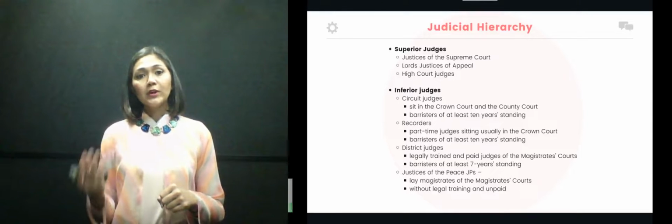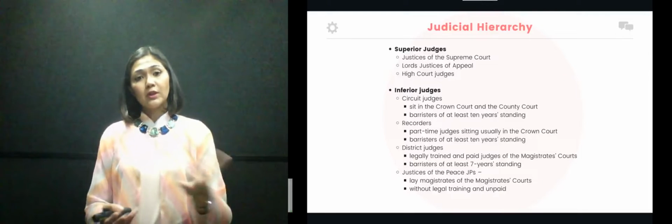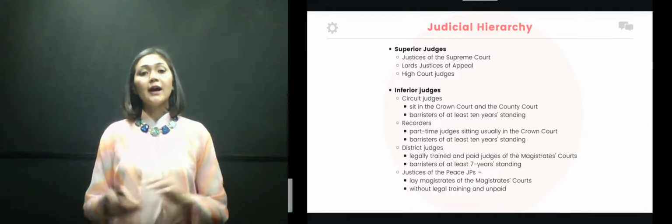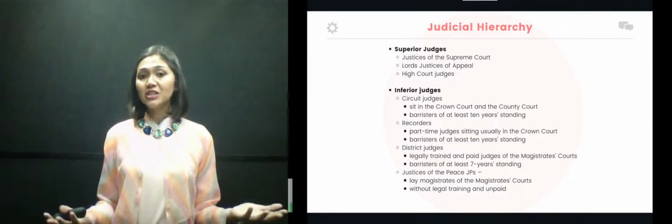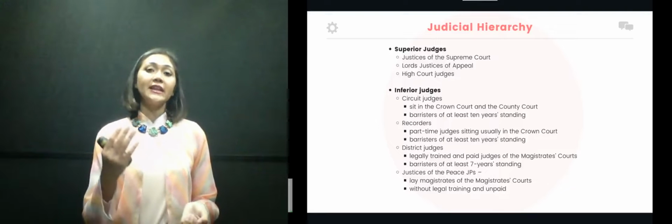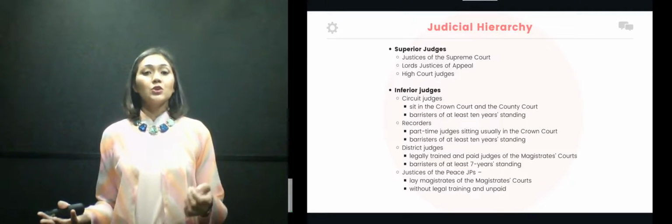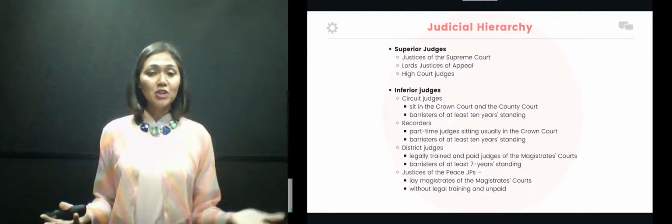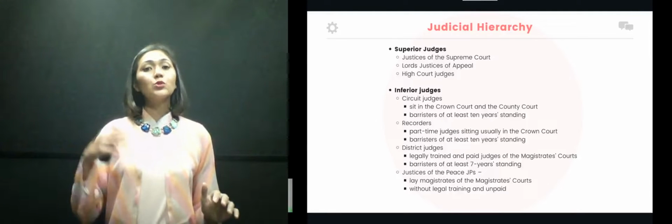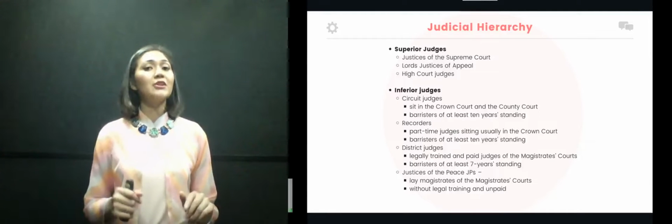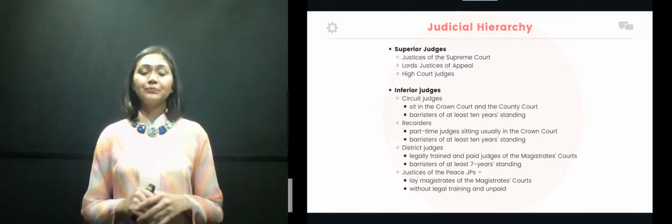So then you'll be wondering, what is a recorder? The number 2, recorders, are known as the part-time judges who usually sit in the Crown Court that listens to criminal cases. Even though they are part-time judges, they also need to have experience working as a barrister for 10 years.